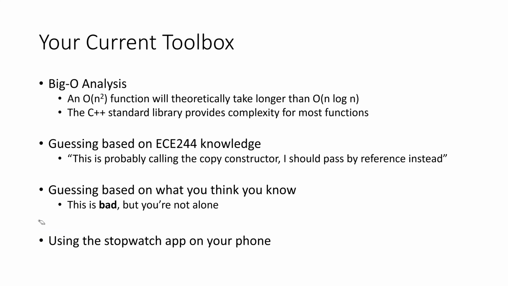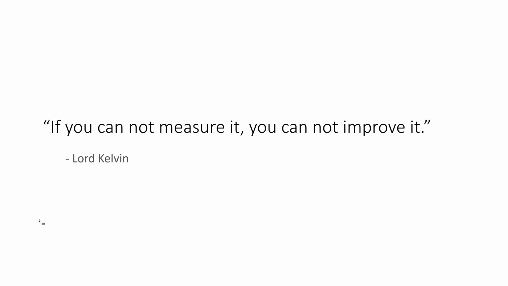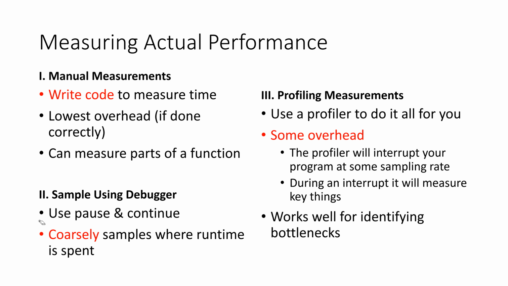Okay, so you're going to use those things in your toolbox. We want to give you some more tools. This is a quote from Lord Kelvin, creator of the Kelvin temperature scale: if you cannot measure it, you cannot improve it. And it's very true. That's a key part of engineering and agile development. How do you set up measurements so you can tell if things are getting better or not? So what can you do to measure?